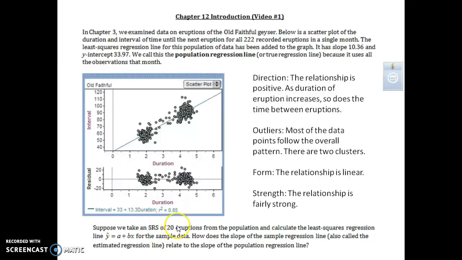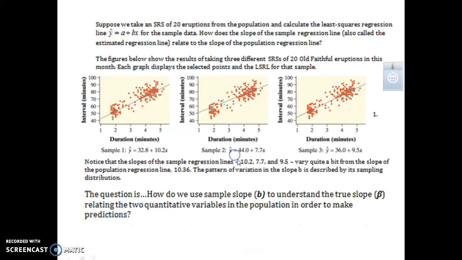So say we take SRSs of size 20 from the eruptions, and we generate models. So these are three models that have been generated, least squares regression lines. And you remember that y hat is your predicted y. You have your a value, which is your y-intercept, and you have your b value, which is your slope. And we really focus more on slope in AP Statistics. We interpret that. We really are going to do inference on slope for this unit, just so you know that. So you notice that all three of these slopes are different.